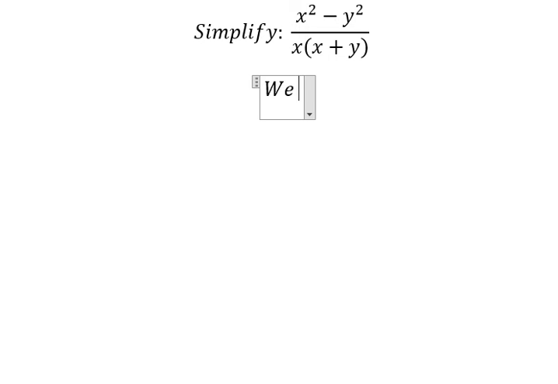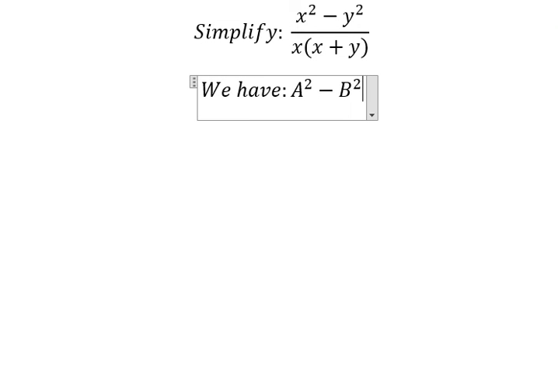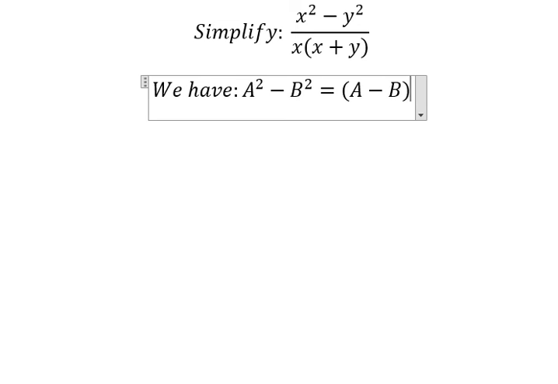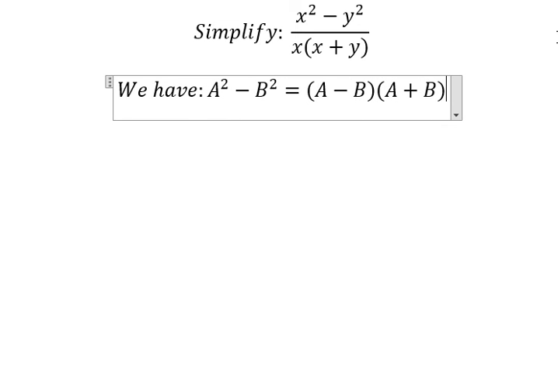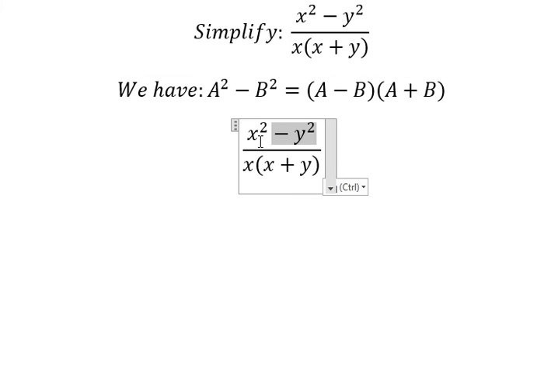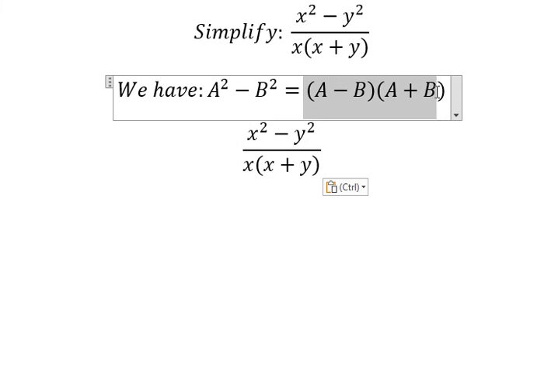We have the formula in here. That is about a squared minus b squared equals a minus b multiplied by a plus b. So this one we can apply the formula in here.